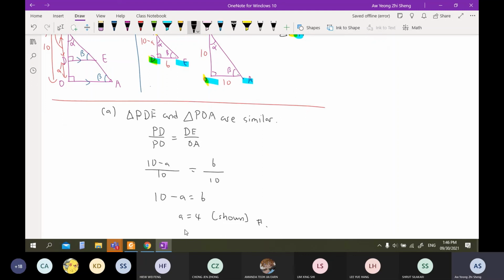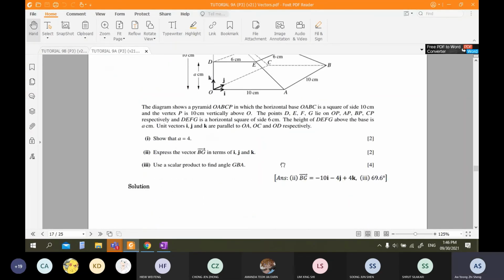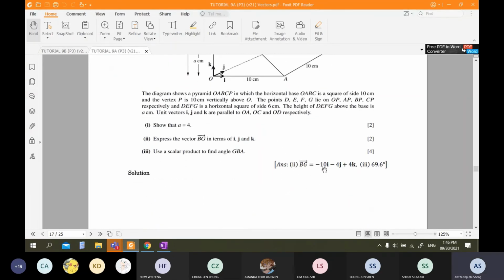Once you have A equals 4, parts 2 and 3 will be very easy. This is part 1. Parts 2 and 3, I will just leave it for you to practice yourself. They are very simple. With that, I consider chapter 9A done. For parts 2 and 3, the final answers are printed here already, so you can just easily practice yourself.